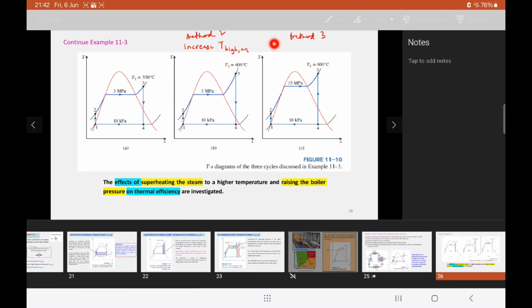You can see initially what you have is 3 MPa, but then when you increase the boiler pressure to 15, it automatically also increases your temperature to 600 from 350 degrees Celsius. So you can see now the area that you have, which represents your net work, becomes bigger. So that helps you to have better thermal efficiency.